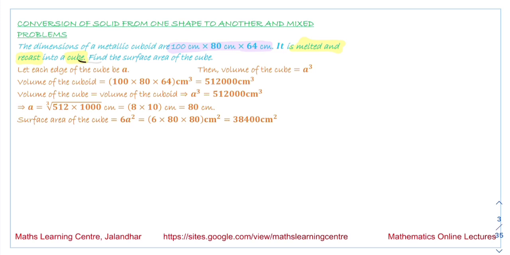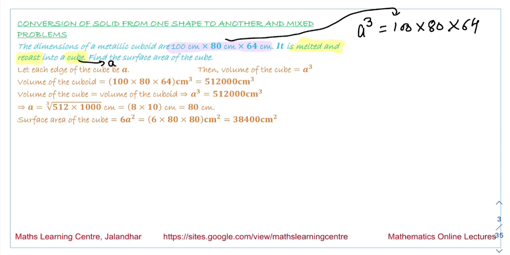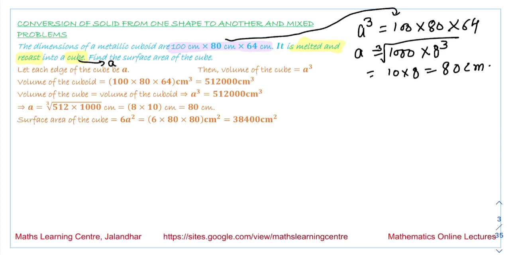So if we suppose that the side of the cube is a, then the volume of this cube will be a cube, and that should be equal to the volume of this cuboid, and the volume of the cuboid is 100 into 80 into 64. On solving this, the answer we will get for a is the cube root of this value. So we can write it as 1000 into 8 cube, so that this is the cube root of this value. So the answer we will get is 10 into 8, that is equal to 80 centimeter. So this is the length of the side of the cube.